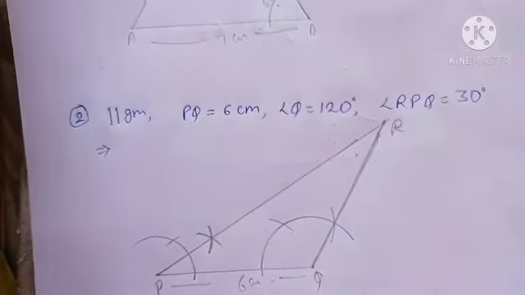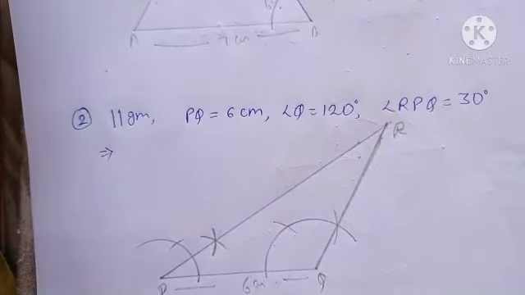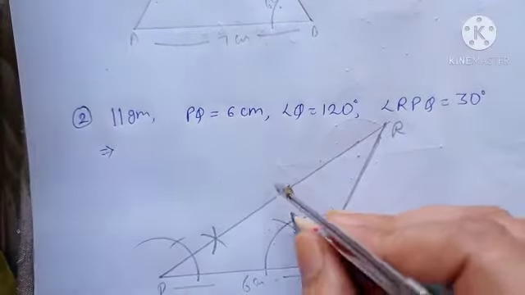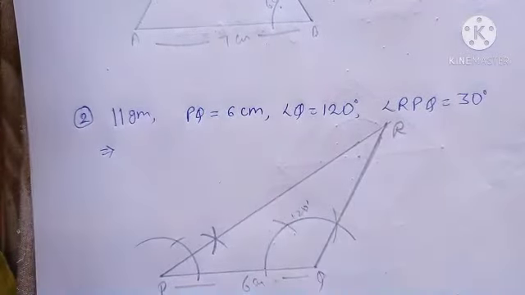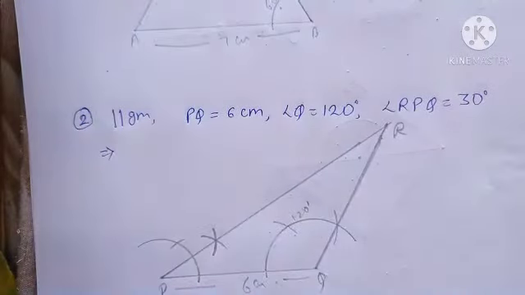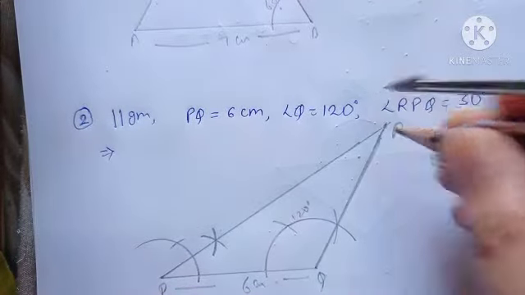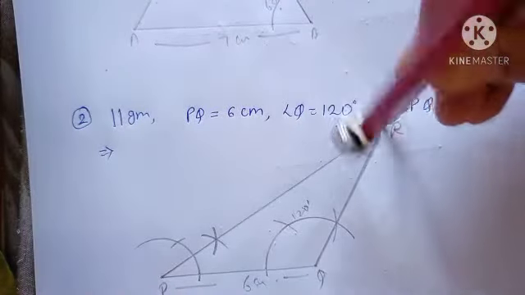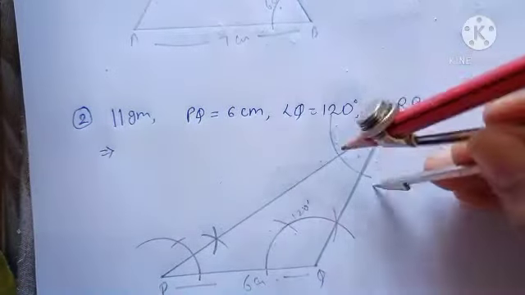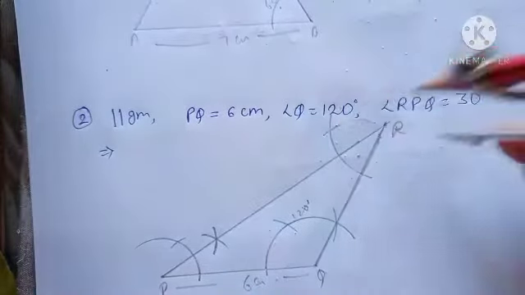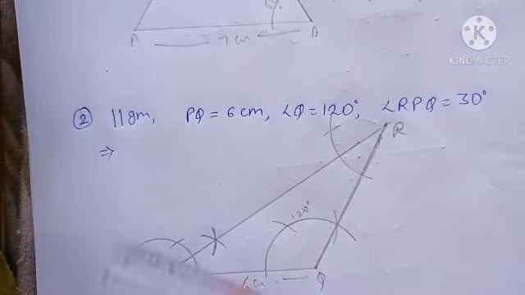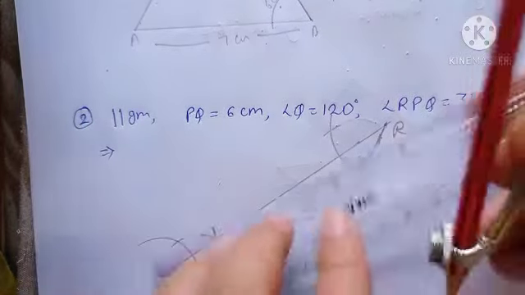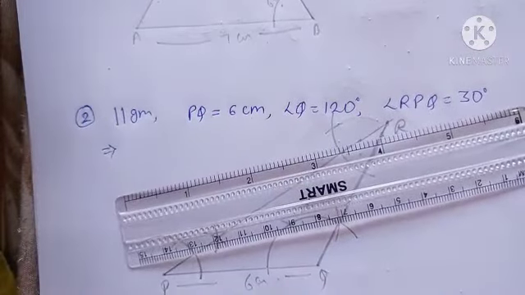Now this angle is of 120 degree. So in parallelogram, the sum of two adjacent angles is 180 degree. So if this angle is of 120 degree, then angle R will be of 60 degree. So here we have to make 60 degree angle. We have to draw 60 degree angle. Join R to this point of intersection.